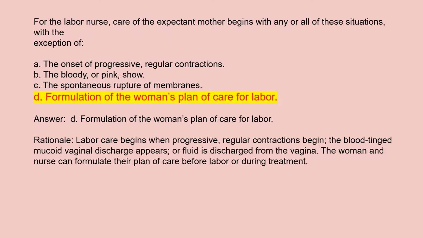Answer: D. Formulation of the woman's plan of care for labor. Rationale: Labor care begins when progressive, regular contractions begin, the blood-tinged mucoid vaginal discharge appears, or fluid is discharged from the vagina. The woman and nurse can formulate their plan of care before labor or during treatment.